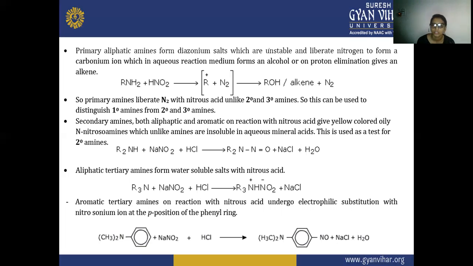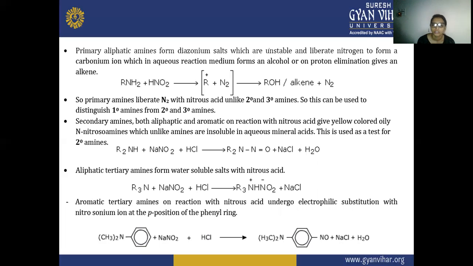So in the aqueous reaction medium, the carbonium ion is forming the alcohol, and when there is a proton elimination from it, there is a formation of the alkene, because nitrogen gas is liberated. So primary amines liberate nitrogen with nitrous acid, unlike secondary and tertiary amines. So this can be used to distinguish primary amine from the secondary and the tertiary amine.